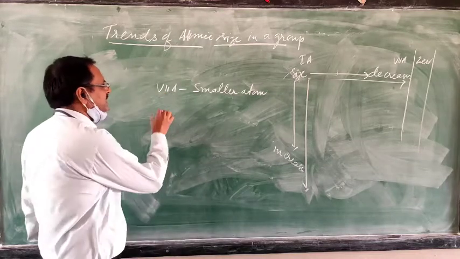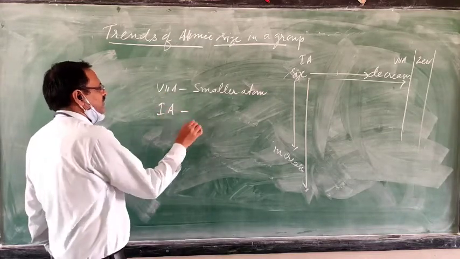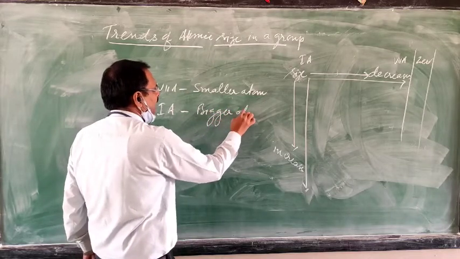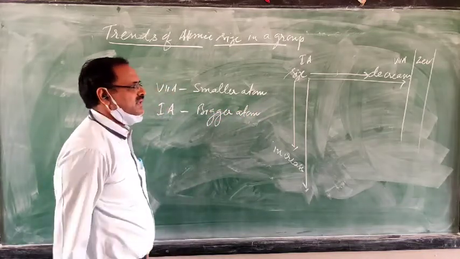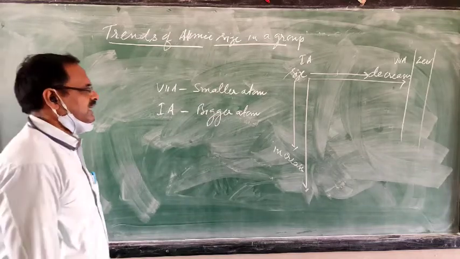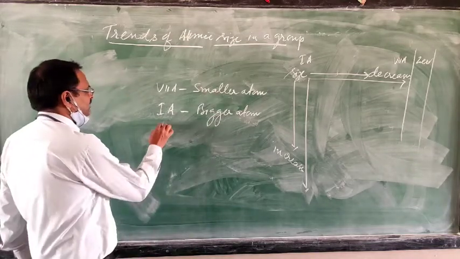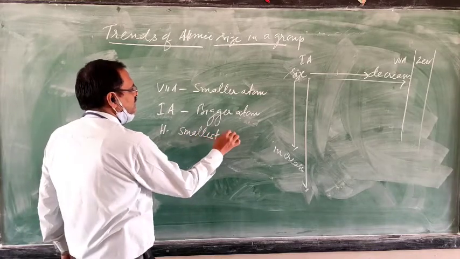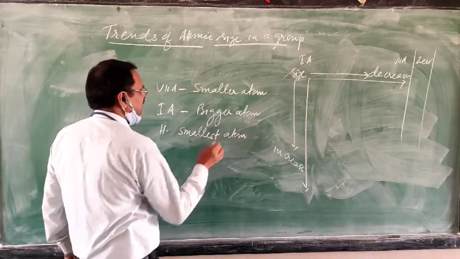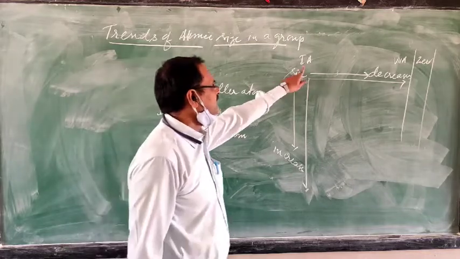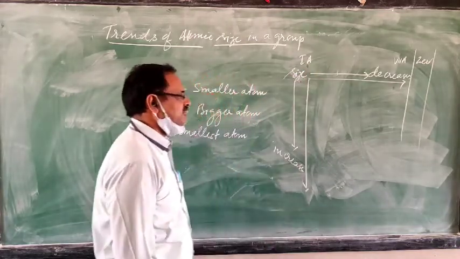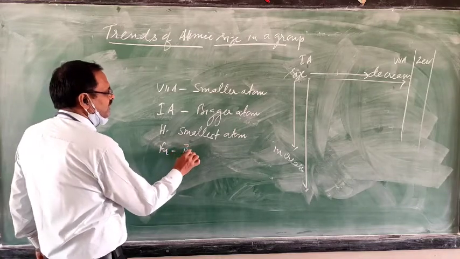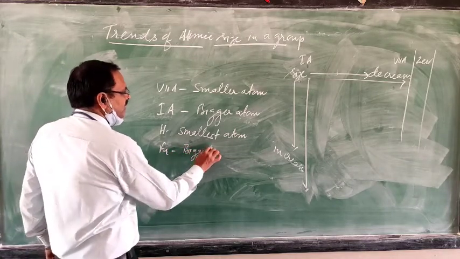And the bigger atom, first A, you will get the bigger atom. And the smallest atom is hydrogen, the smallest atom. And the bigger atom we are getting in the first stage. So the biggest atom will be francium. Francium is the biggest atom.